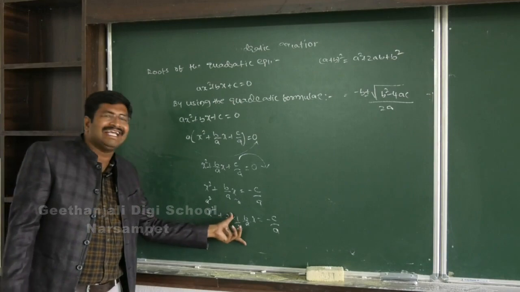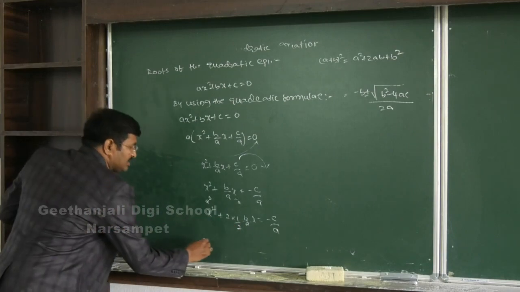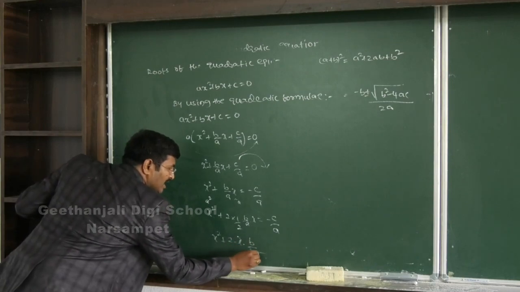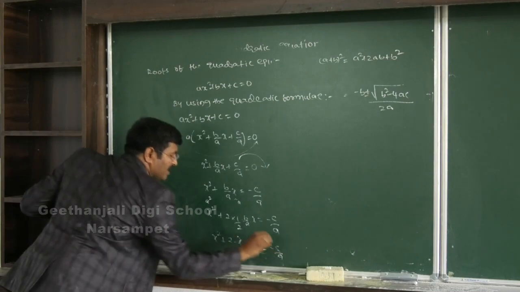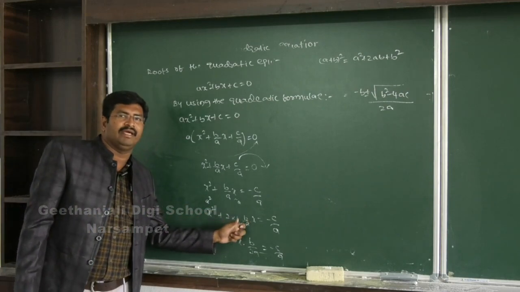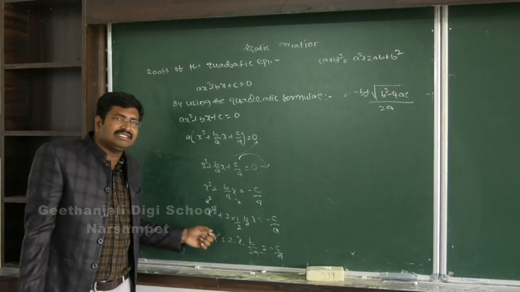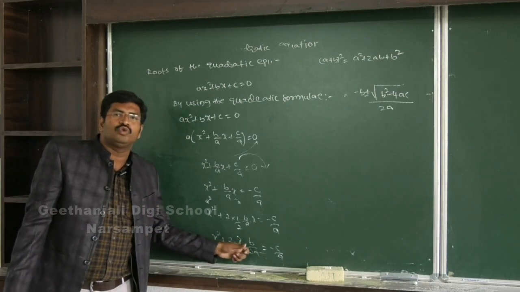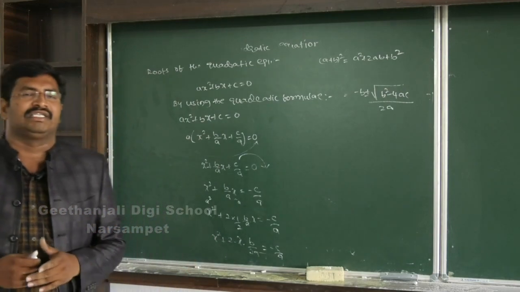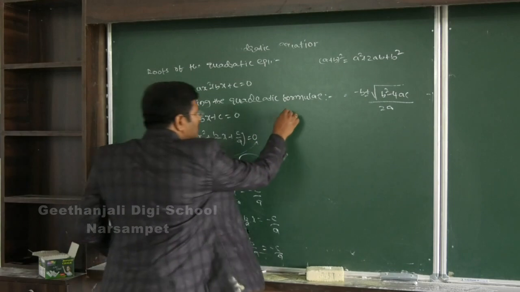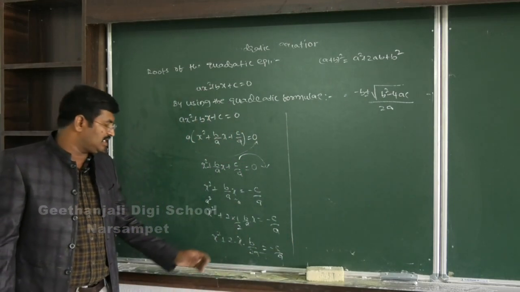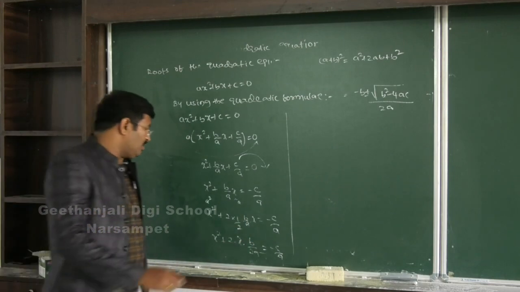Now write this in the 2ab form: x square plus 2 into x into b by 2a is equal to minus c by a. Do you understand? This 1 by 2 multiplied with b by a gives b by 2a. Now this is the form x square plus 2ab. To change it into a perfect square, what do you require? Plus b square. So on both sides you have to add b by 2a whole square.